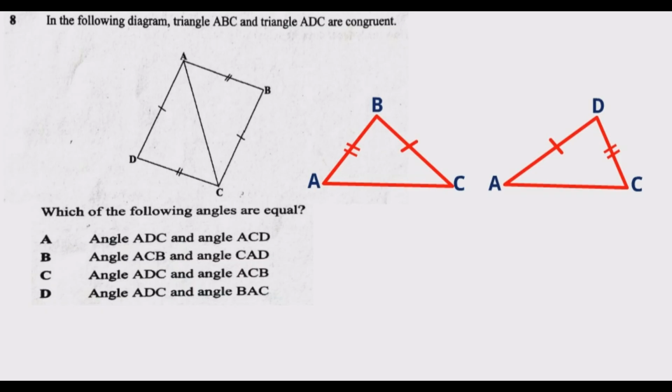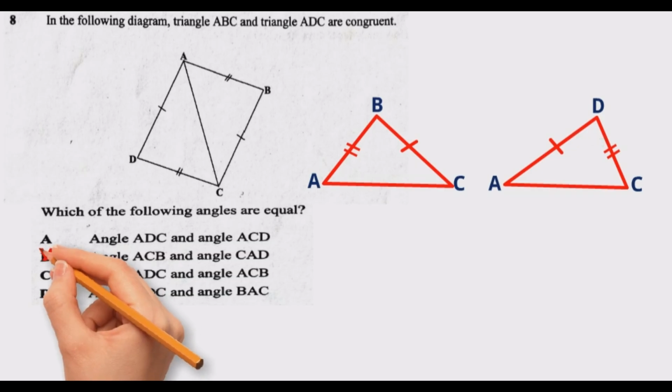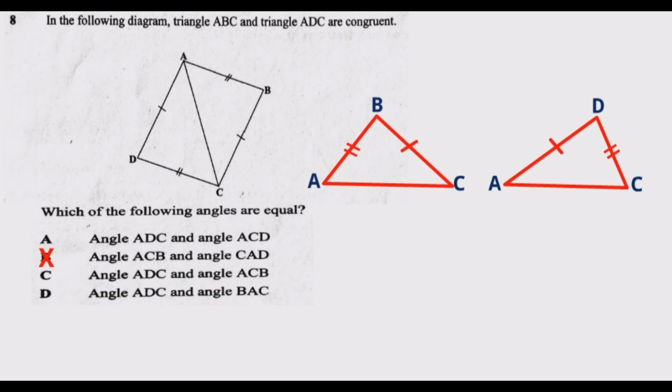We come to D. In D, we have angle ADC and angle BAC. Angle ADC is the angle on top here, and BAC is this angle here. You can see they are also not corresponding, so that means they might not be equal. So D is also wrong, and the correct answer is B. B is the correct answer.